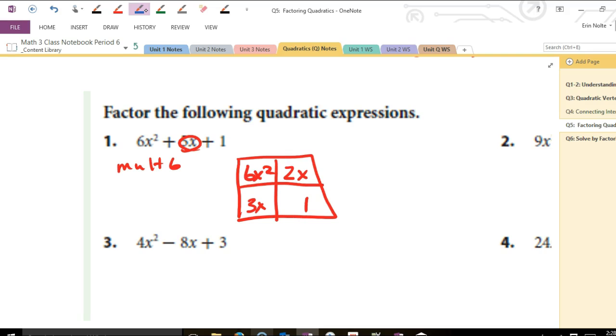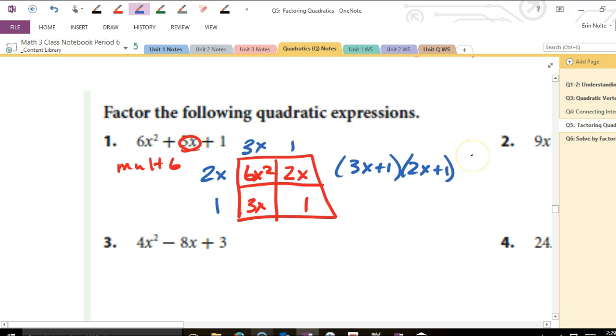All right. What's my greatest common factor on the top? 2x. Second row? 1, right? 1. So we always have to pull something. Vertical? 3x. Second one? 1. So how many people got 3x plus 1 and 2x plus 1? Boom. Who got that right?